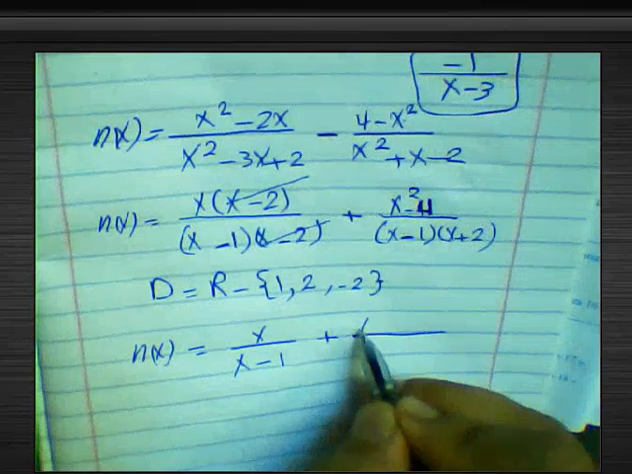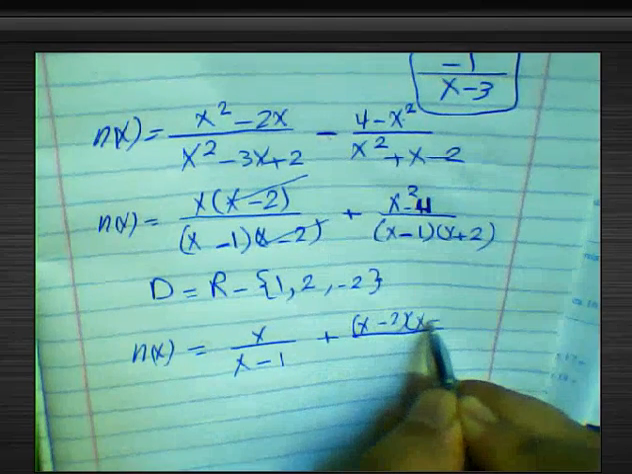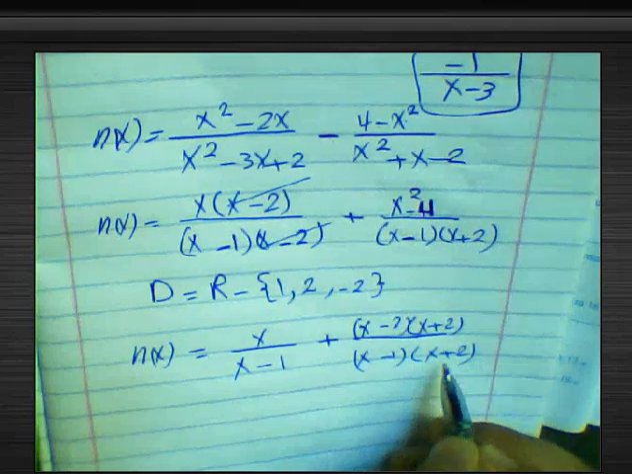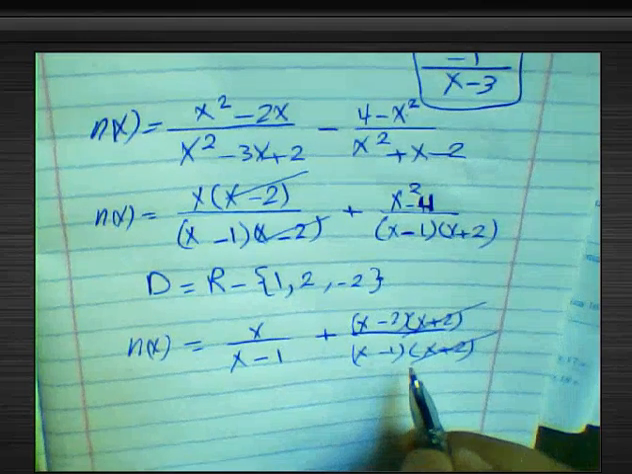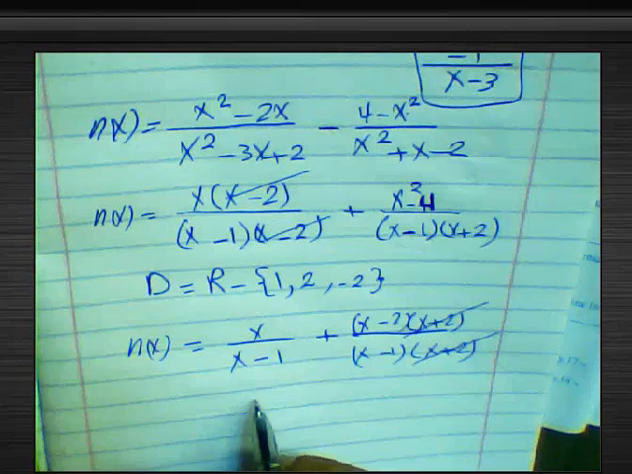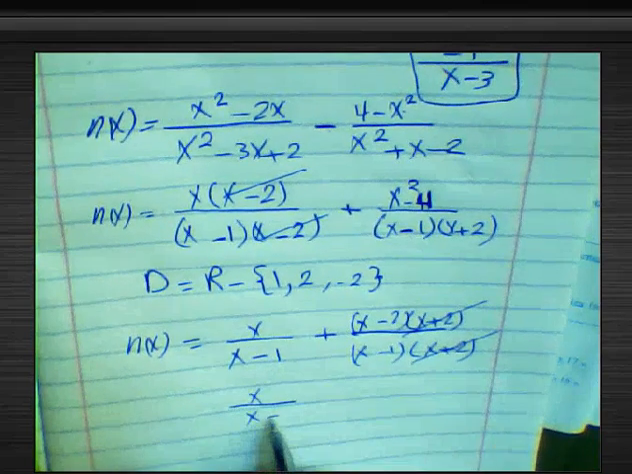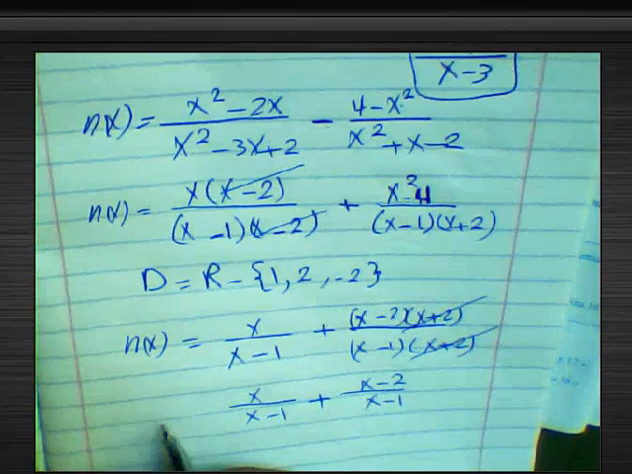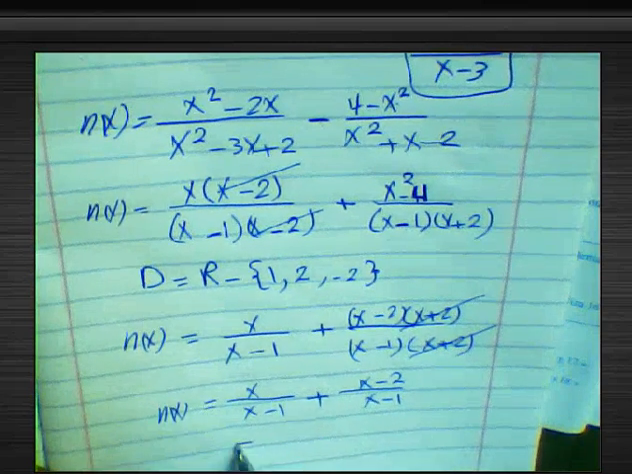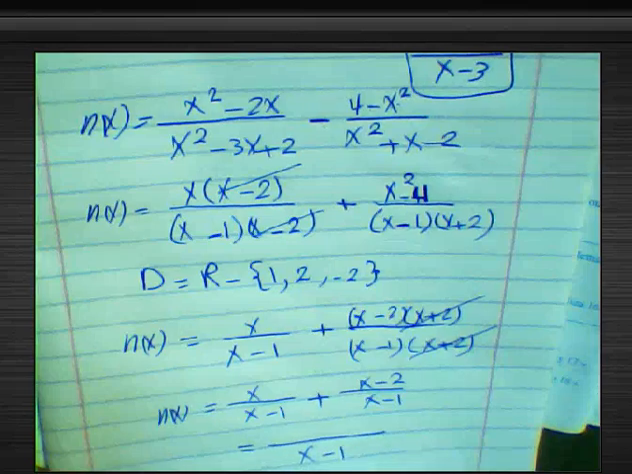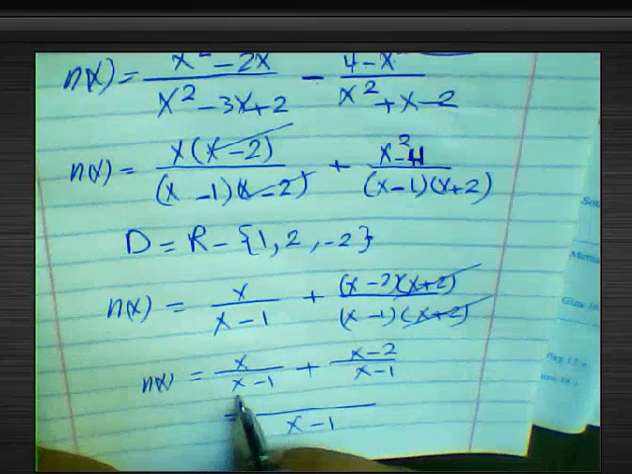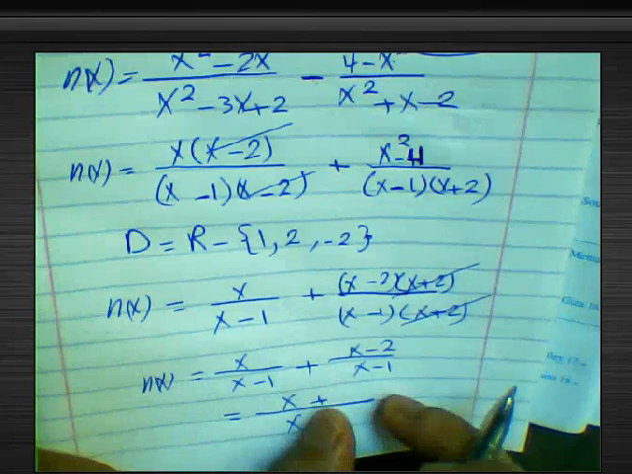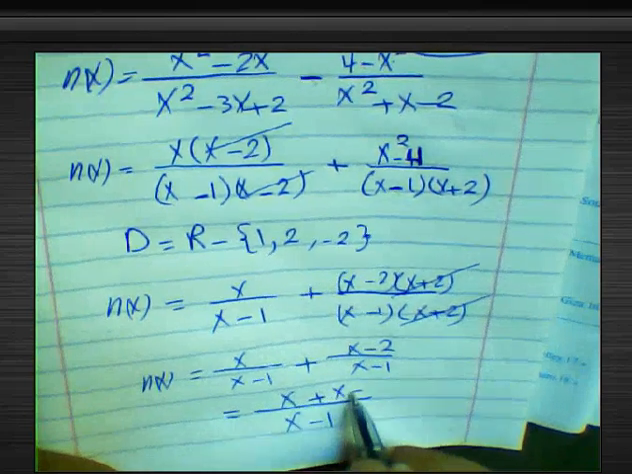x power 2, we can factorize it: x subtract 2 multiply x plus 2 over x subtract 1 multiply x plus 2, and we can cancel x plus 2 with x plus 2, so the result will be x over x subtract 1 plus x subtract 2 over x subtract 1. x subtract 1 divided by x subtract 1 equals 1, 1 times x equals x, plus x subtract 1 divided by x subtract 1 equals 1, 1 times x subtract 2 equals x subtract 2.